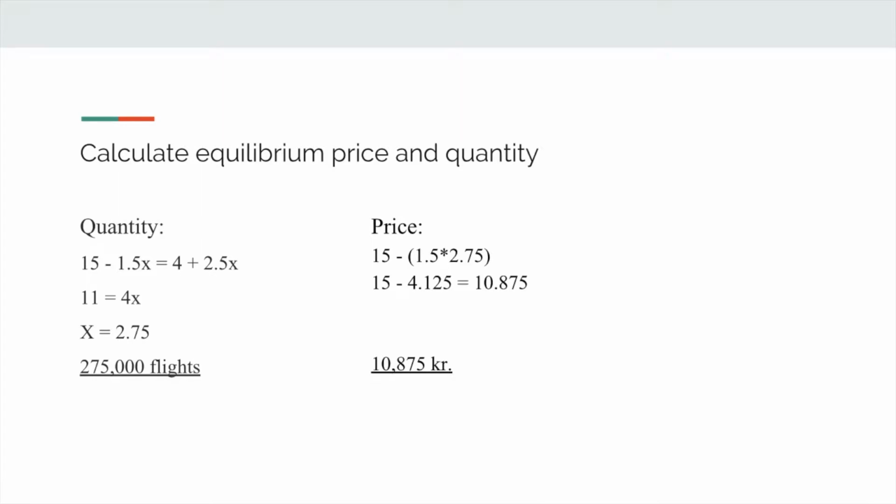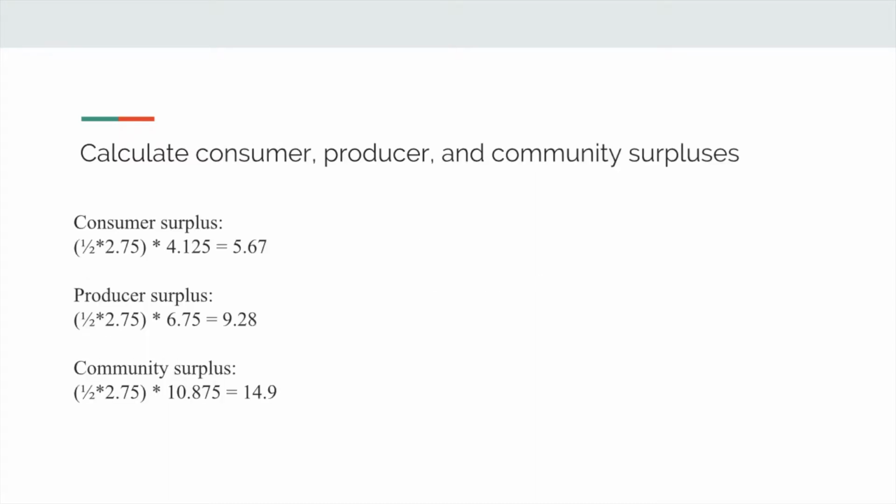To calculate the price, we need to take the equation of 15 minus, in bracket, 1.5 times 2.75, which gives us 15 minus 4.125, which equals 10.875. And because y is 1,000, we need to times 10.875 with 1,000, which gives us 10,875 crowns. Calculate consumer, producer, and community surpluses.